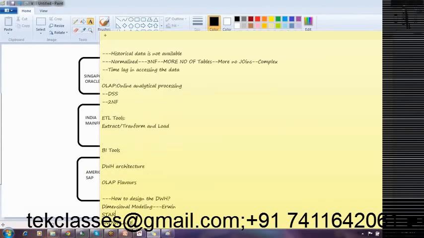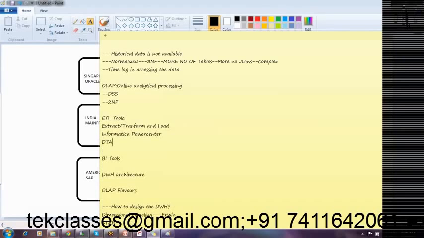So, extract, transform, and load. We have so many ETL tools available in the market. Among all of them, Informatica PowerCenter is a major ETL tool which is widely used, and you have DataStage, which is from IBM Corporation. You have Ab Initio, which is from Ab Initio Corporation. You have OWB and ODI, Oracle Warehouse Builder or Oracle Data Integrator, which are from Oracle Corporation.